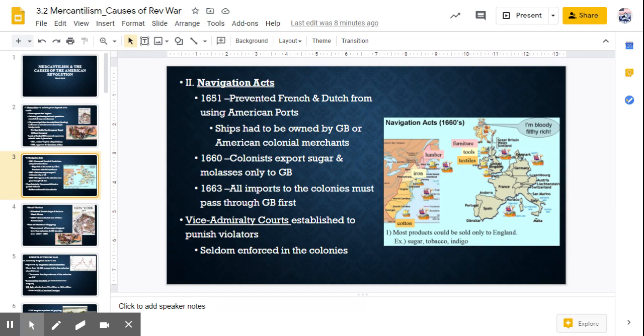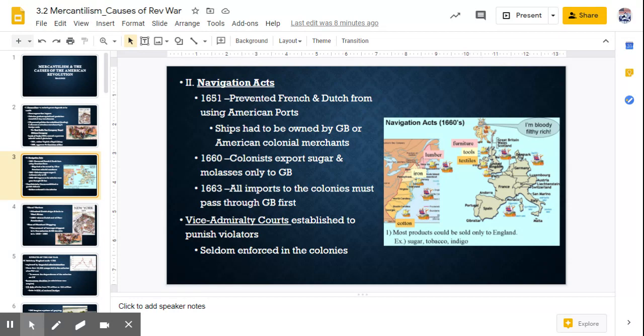A big part of these rules will become known as the Navigation Acts. So starting in the 1650s and all the way up through the early 1760s, there were hundreds of laws created for the purposes of regulating trade on the high seas, in particular in the Atlantic world. And a lot of this was just to prevent competition.